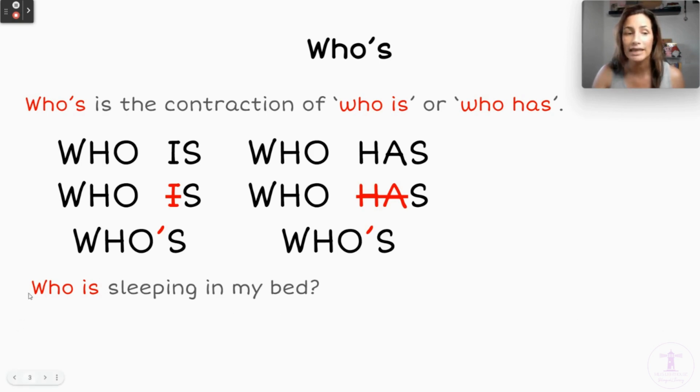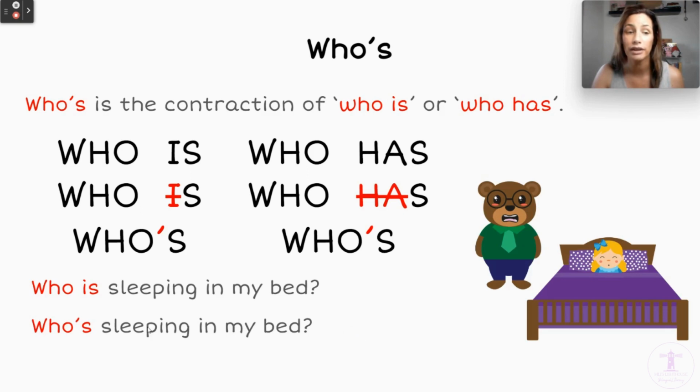Now, who is. Can I write that differently? I can. I can use a contraction. And here we see who's sleeping in my bed. If you want to repeat, I will say it slower. Who's sleeping in my bed? Who's sleeping in my bed? And I've put this little picture here from Goldilocks and the Three Bears because it's a very well-known story, isn't it? We've got Goldilocks in Papa Bear's bed, and Papa Bear is the one saying, who is sleeping in my bed? Who's sleeping in my bed?